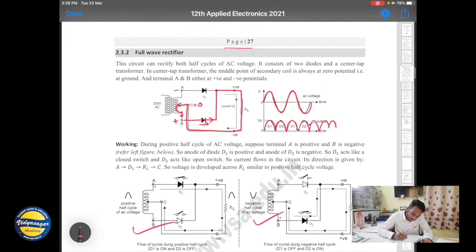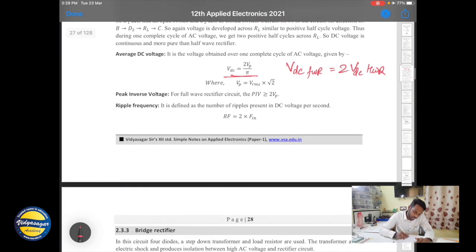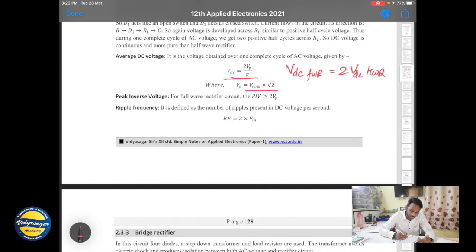Why? Because the complete cycle, that is the complete sinusoidal wave, is being consumed, and even the negative half cycles are being converted into positive waveforms. So therefore the average DC voltage is twice Vp upon pi. It can also be said that average DC voltage of full wave rectifier is twice that of average DC voltage of half wave rectifier. Is it okay? Now again Vp is equal to Vrms into root 2.